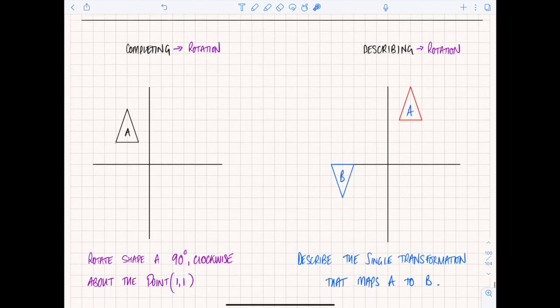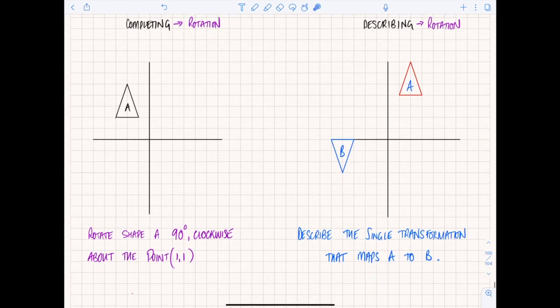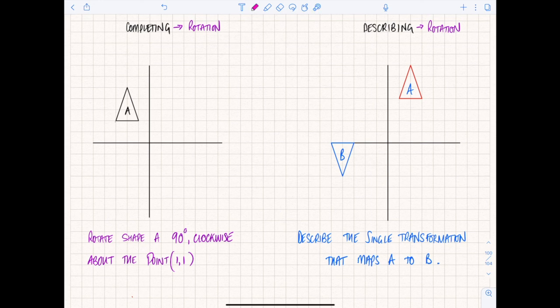So let's jump straight in and look at rotation first of all. This is a little bit difficult to do on an iPad, but I'll try my best to explain what is happening. Any question with transformations, you'll have two types. You'll have to do it, so completing a rotation, and then you'd have to describe a rotation as well. So we'll talk through this and how this works. So it says here, rotate shape A 90 degrees clockwise about the point 1, 1. First thing I'm going to do is go to 1, 1 and put a cross there. That is the point that I'm rotating from.